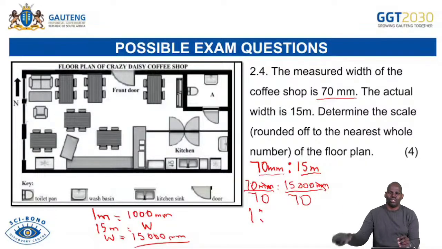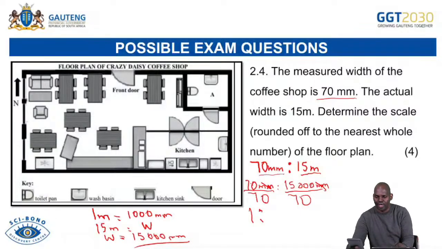And then 15,000, you take your calculator. So it's 15,000 divided by 70. Then I get 214,285.2857, and so on and so on.